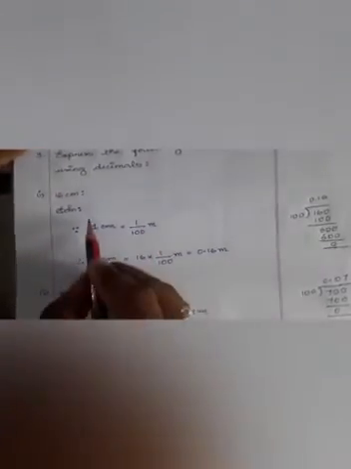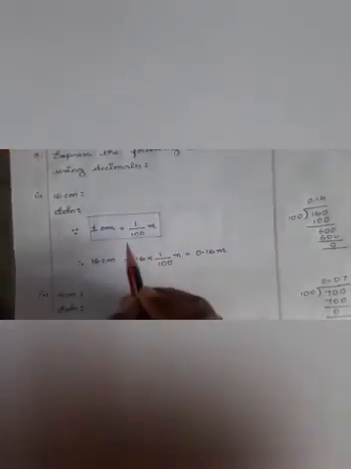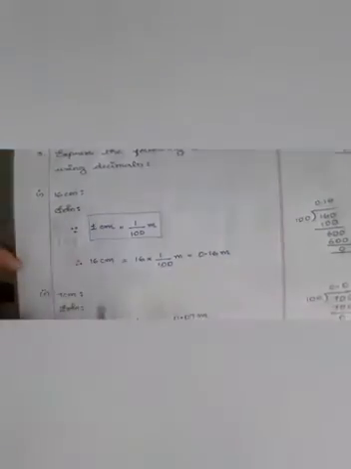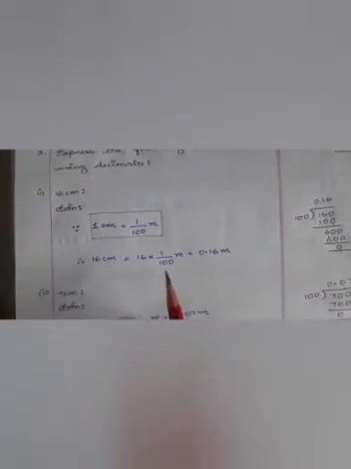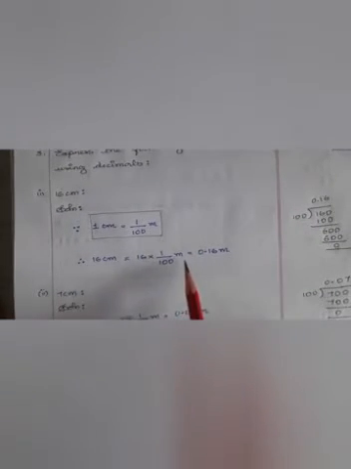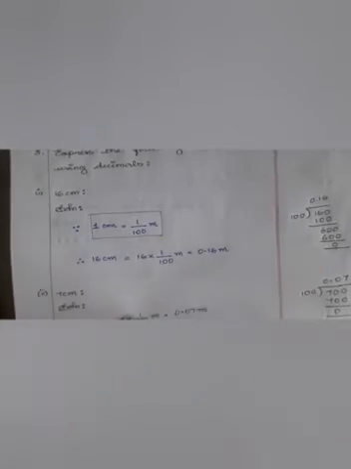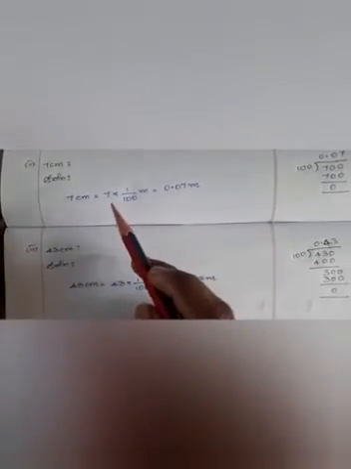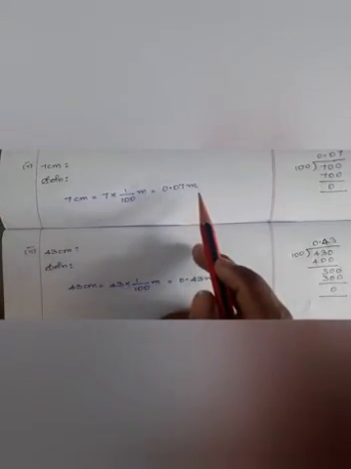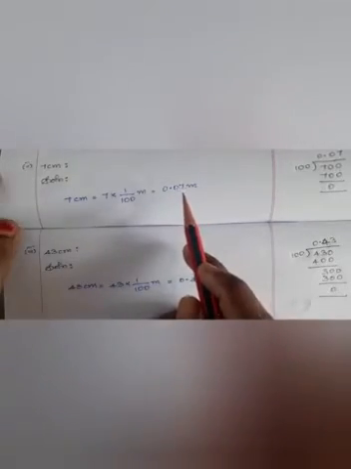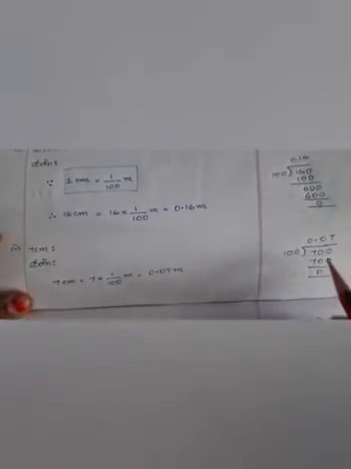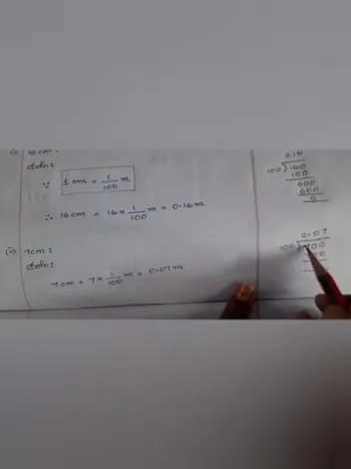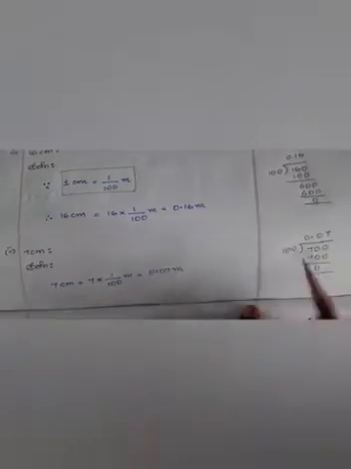Express the following in meters using decimals. Again here we are going to change centimeter into meter. For 1 centimeter is equal to 1 by 100 meter. Therefore now we are going to change 16 centimeter. The same way 16 into 1 by 100 meter is equal to 0.16 meter. The same way 7 centimeter is equal to 7 into 1 by 100 meter is equal to 0.07 meter. Here I want to explain to you. Since 7 is here, we have to divide it by 100.